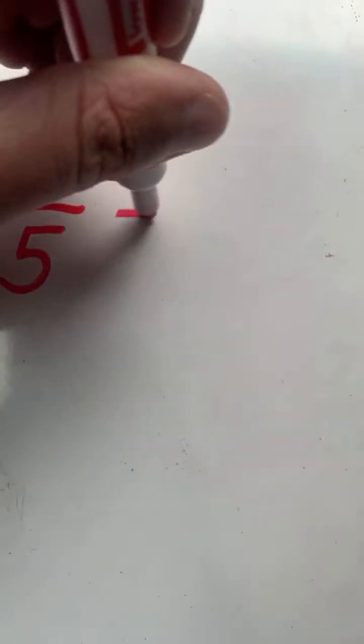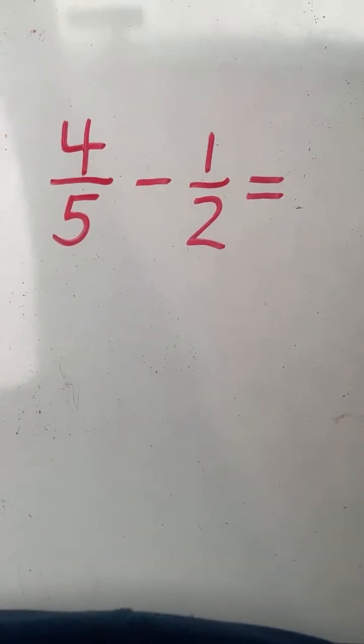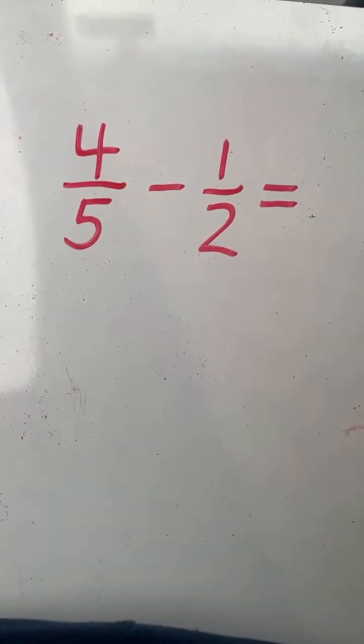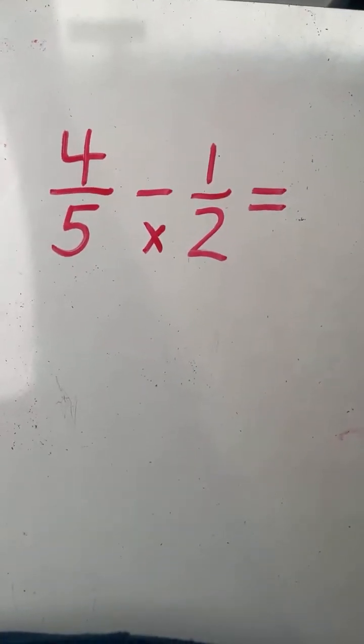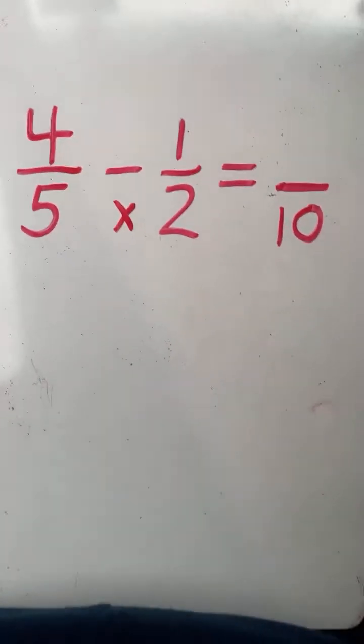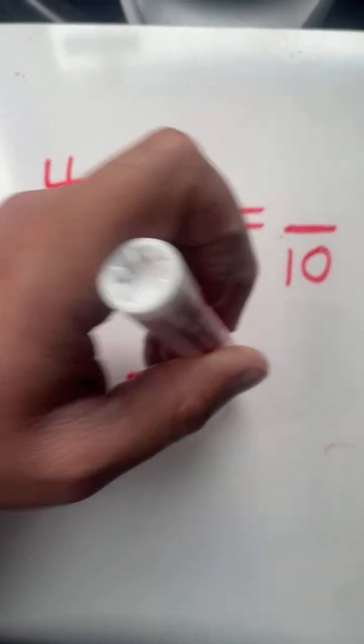Alright. Next problem for subtracting fractions with unlike denominators. We're going to do 4/5 minus 1/2. Step 1, we have to find a common denominator, and we find a common denominator by multiplying our two separate denominators. So we're going to multiply 5 times 2. 5 times 2 equals 10. So for this problem, 10 is going to be our common denominator. So we are working with tenths here.